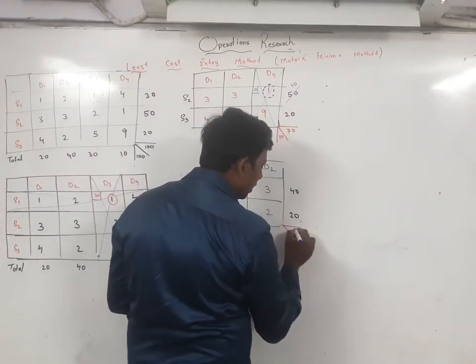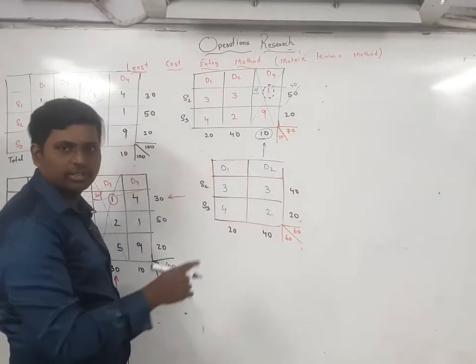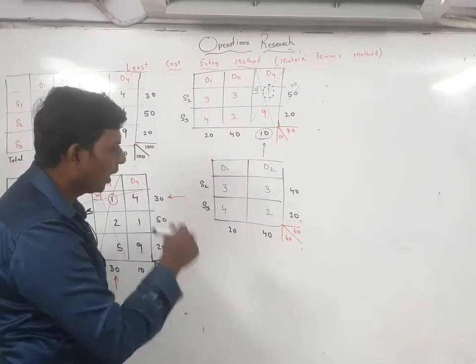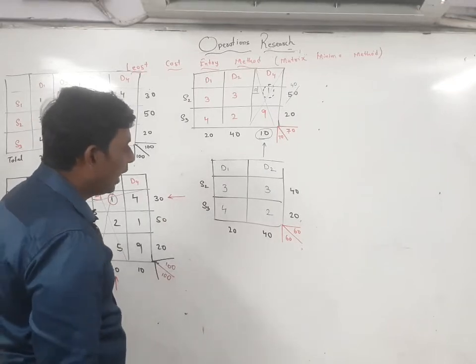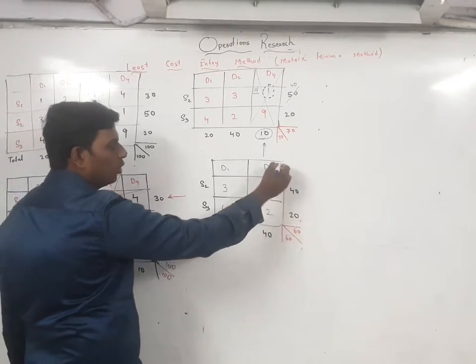Let's see how much you are getting here. 60, and here also how much you are getting? 60. This one is also 60 and this one is also 60. Again the thing is that you have to select the least value, because demand is equal to supply.